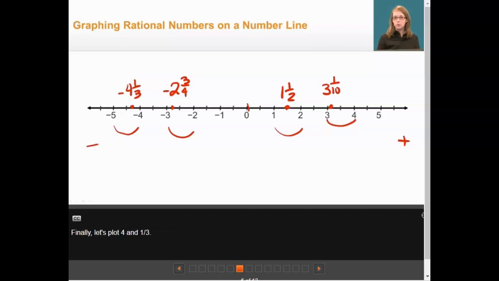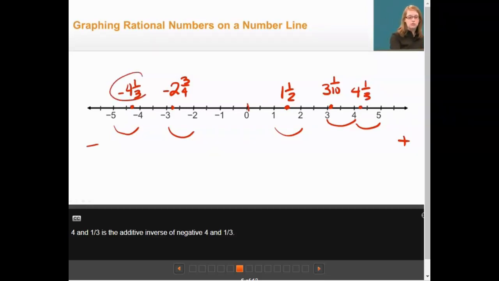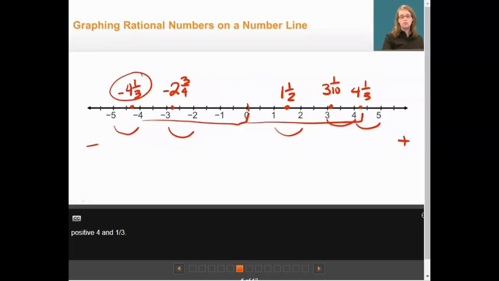Finally, let's plot 4 and 1/3. 4 and 1/3 is between 4 and 5 on the number line, but closer to 4. 4 and 1/3 is the additive inverse of negative 4 and 1/3. It's called an additive inverse because it's the same distance from 0 on the number line. Negative 4 and 1/3 is the same distance from 0 as positive 4 and 1/3. Every rational number has an additive inverse on the number line.